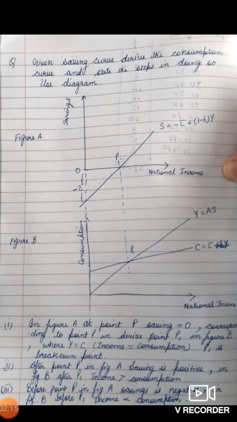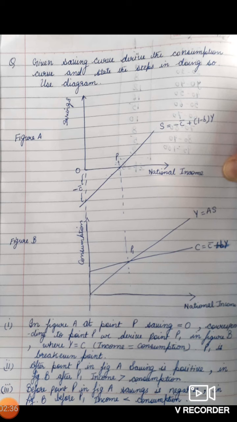Now after point P, in figure A and B, two figures are there. In figure A, saving tends to be positive. If you see, saving is moving upwards and it is positive. And in figure B, after P1, income is greater than consumption. This is step 2.